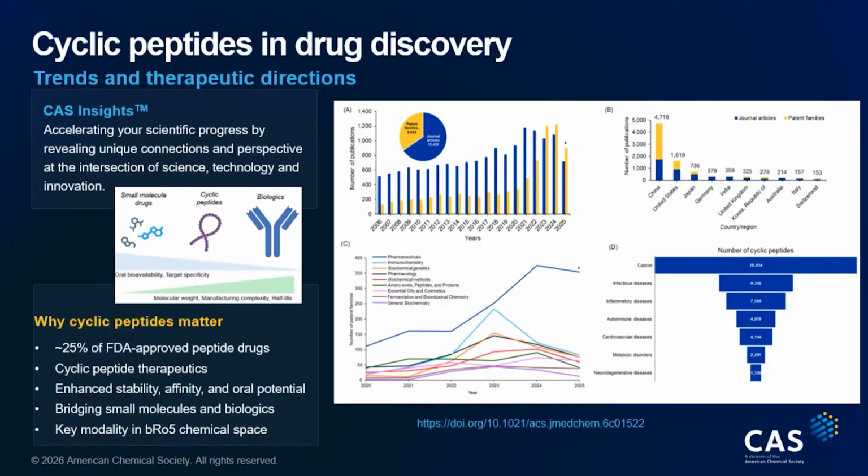that was published by CAS scientists last week in the Journal of Medicinal Chemistry. You can access this information together with other emerging trends in science, technology, and innovation by subscribing to the CAS Insights. But now, why are cyclic peptides so important in drug discovery?